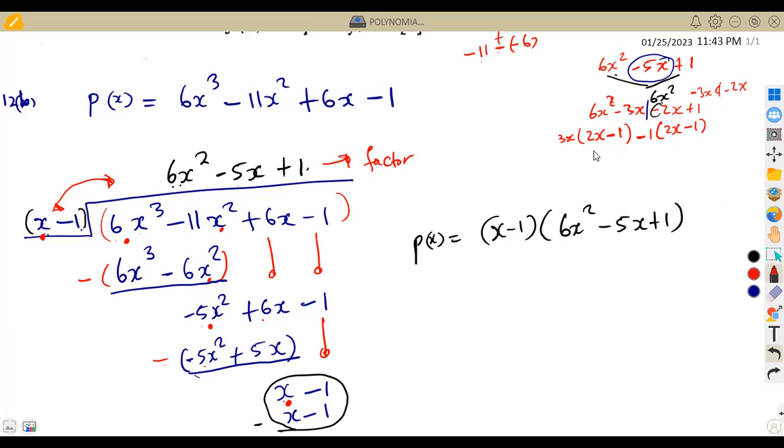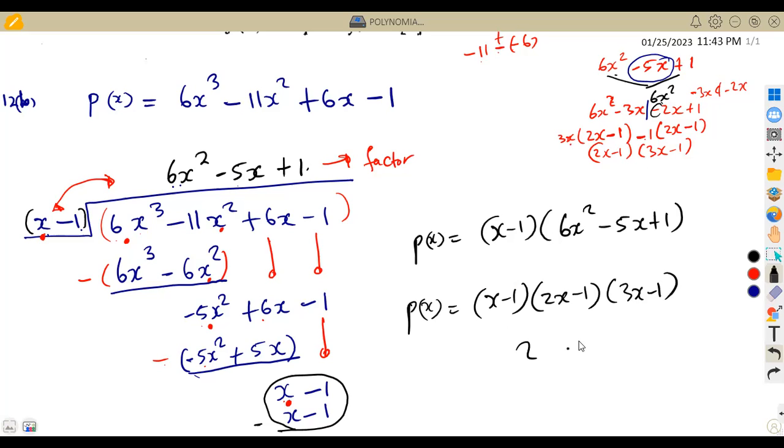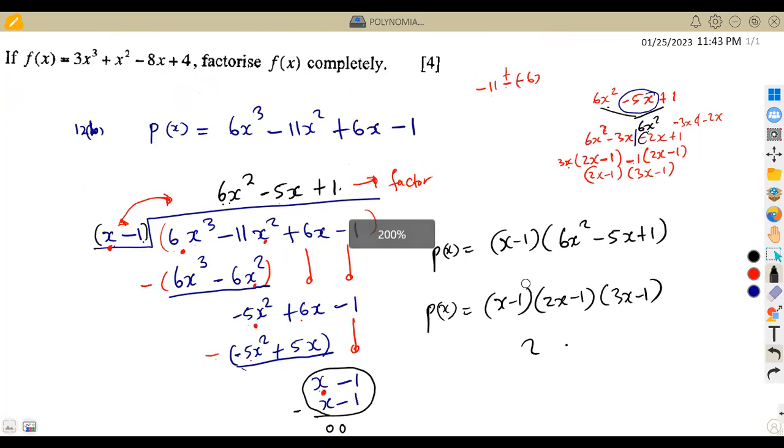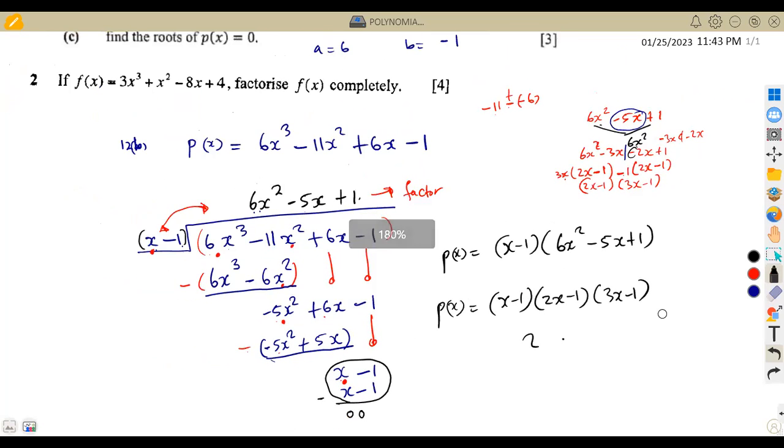So all you need is to factor out one of the brackets. You remain with 3x minus 1 on the other part of the bracket. So this is the expression representing p of x, which is x minus 1 into the two brackets, the bracket of 2x minus 1 and the bracket of 3x minus 1. So we have managed to factorize this whole expression completely. This is your factor. It's a cubic expression here.